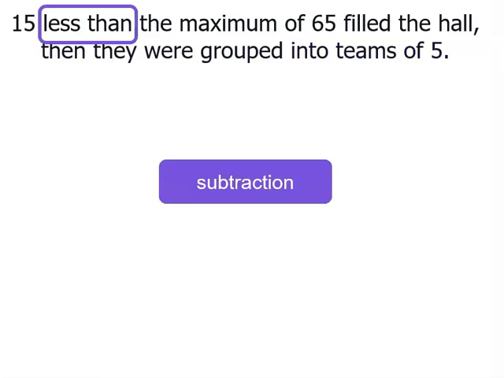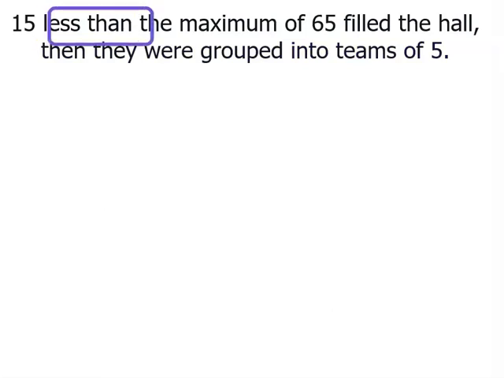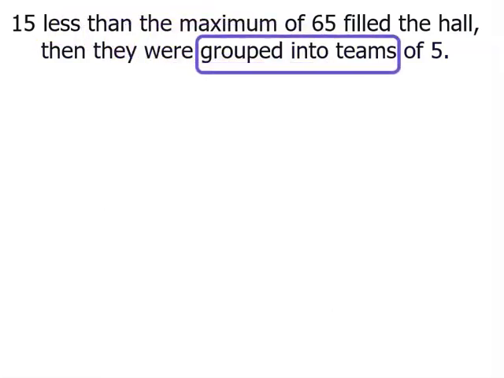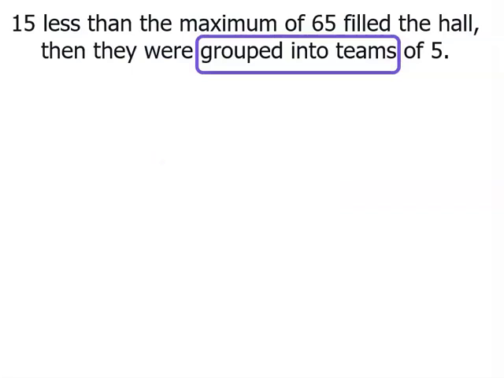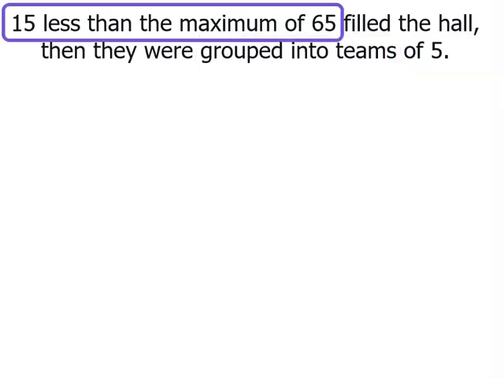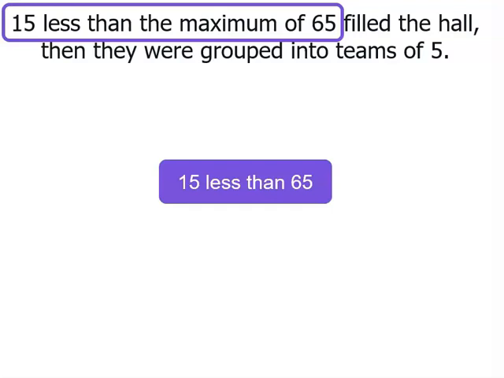Less than, that's subtraction. Grouped into teams, well, that's division because we have a total and we're sharing or splitting it into teams. So let's start at the start and see if we can write the number problem. Well, 15 less than the maximum of 65. That isn't 15 subtract 65. It means we have 15 less than 65.